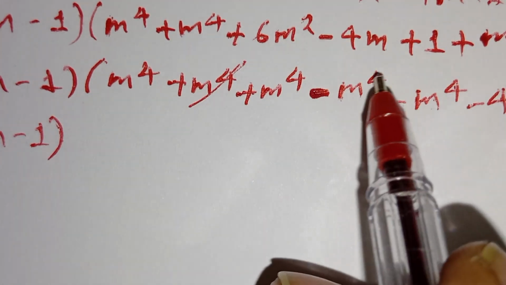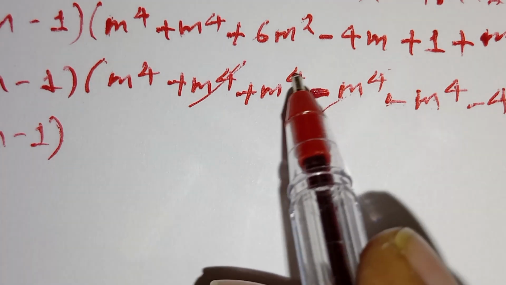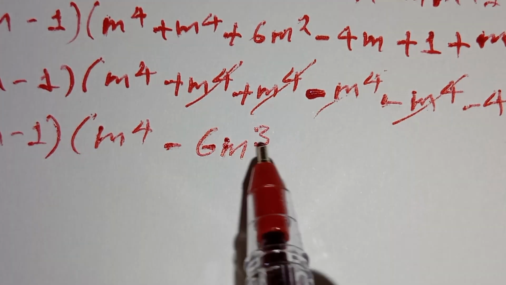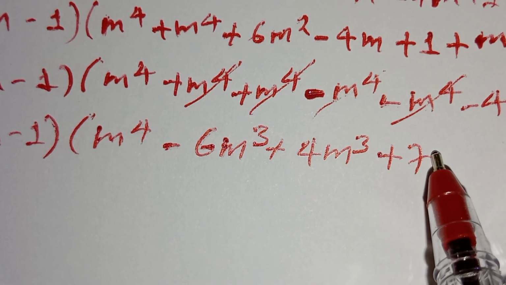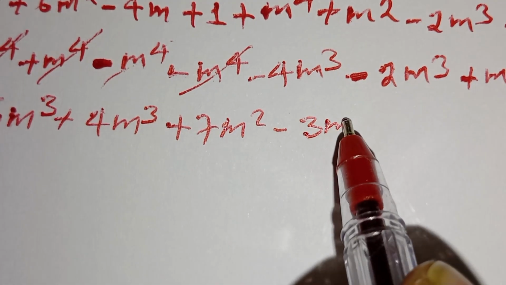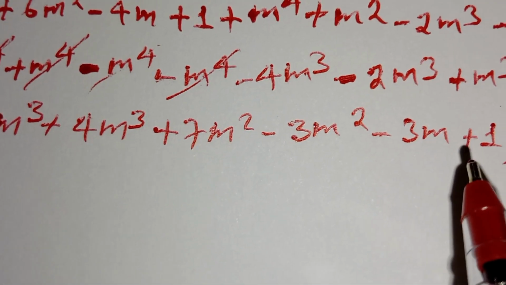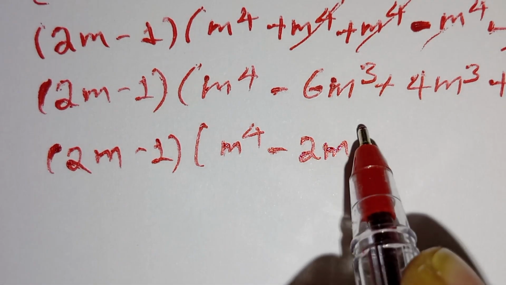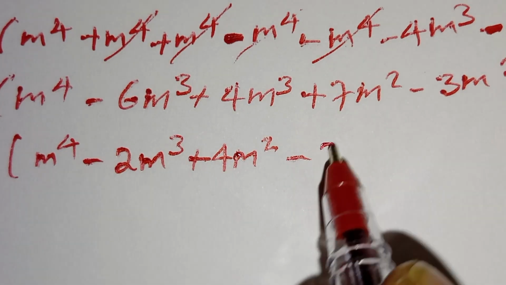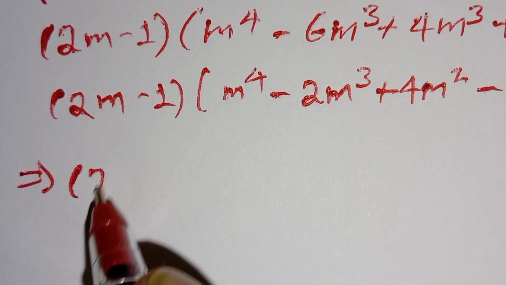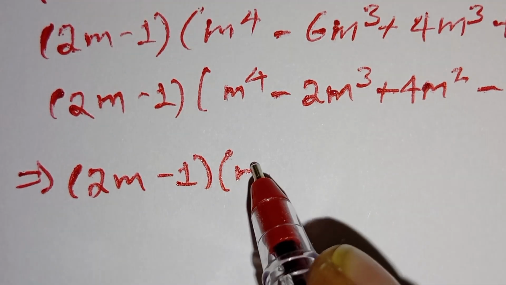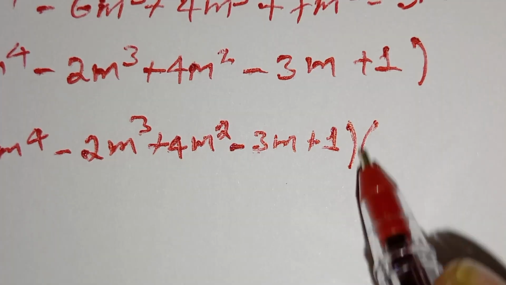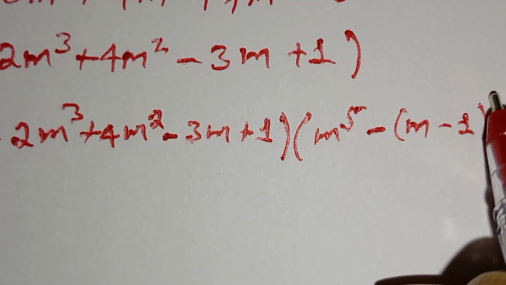This m to the power of 4 is cancelled by this minus m to the power of 4, and this m to the power of 4 is cancelled by minus m to the power of 4, so this m to the power of 4 minus 6m to the power of 3 plus 4m to the power of 3 plus 7m square minus 3m square minus 3m plus 1. (2m minus 1) into m to the power of 4 minus 2m to the power of 3 plus 4m square minus 3m plus 1, (2m minus 1) into m4 minus 2m3 plus 4m square minus 3m plus 1 times m to the power of 5 minus (m minus 1) to the power of 5, which is equal to 0.